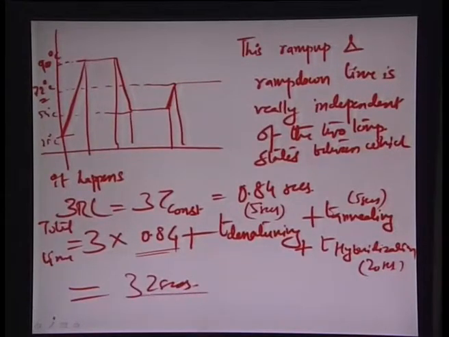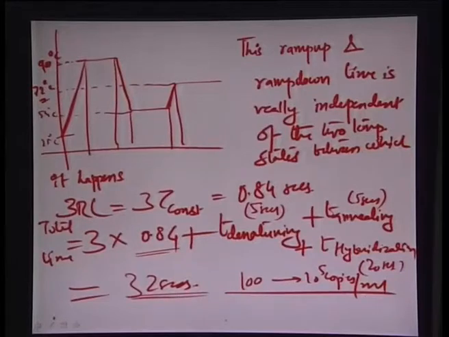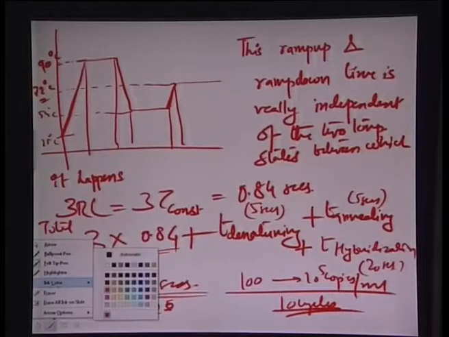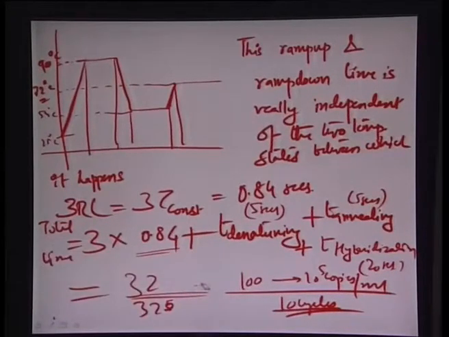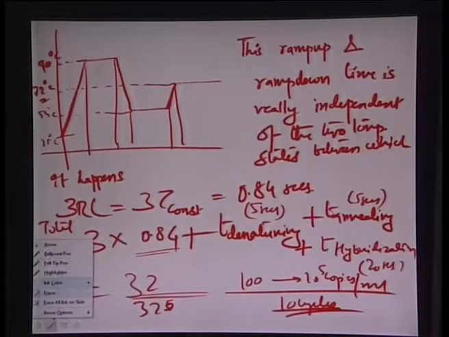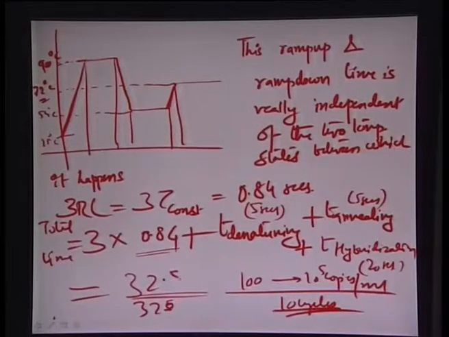And if you were to assume that you had to produce 10 to the power 5 copies per mL from about 100 copies per mL of the solution, then assuming that about 10 cycles would be needed to do this, you will be left with about 325 seconds. By the by, this is actually 32.5, this is about 2.52.